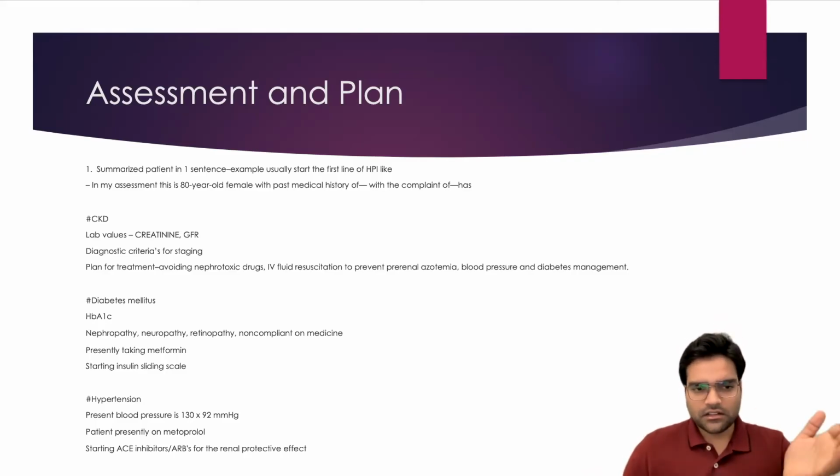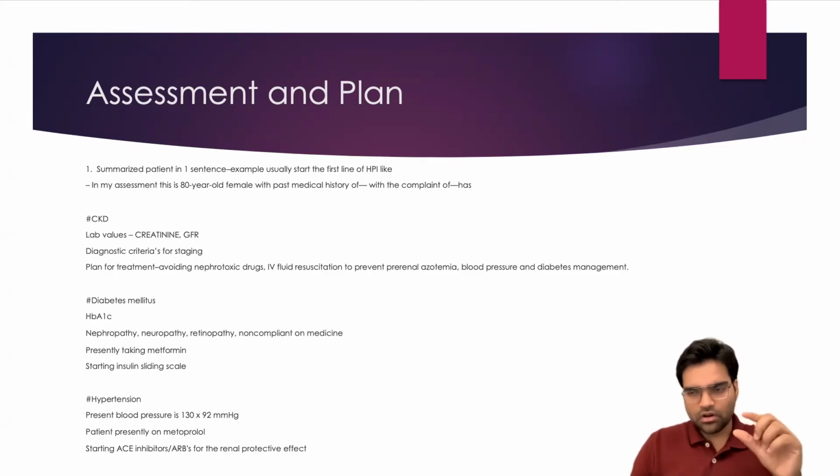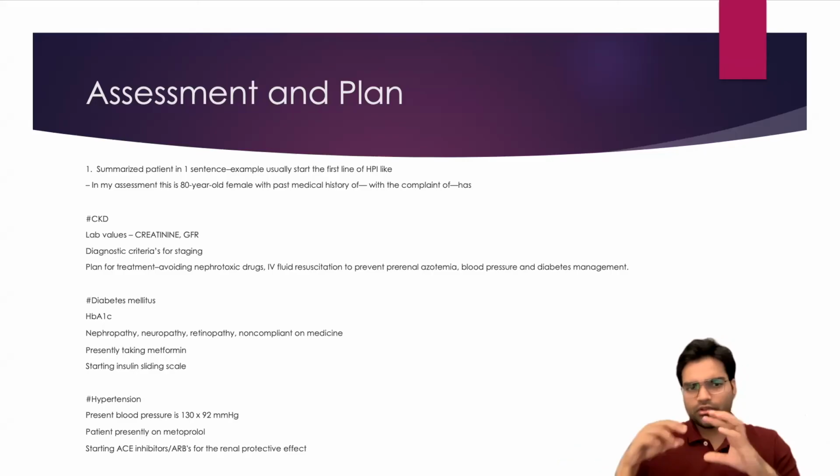Then address the other past medical history or the present history, like hypertension or any other medical condition that the patient is taking medicine for. So if the patient has hypertension, then you have to mention the present blood pressure, that the patient was taking this medicine, and now we want to start this medicine because of this reason. So every assessment should have the diagnostic criteria, like what made you come to this conclusion, and also the plan, like how you want to treat the present condition. Every assessment should be like this.